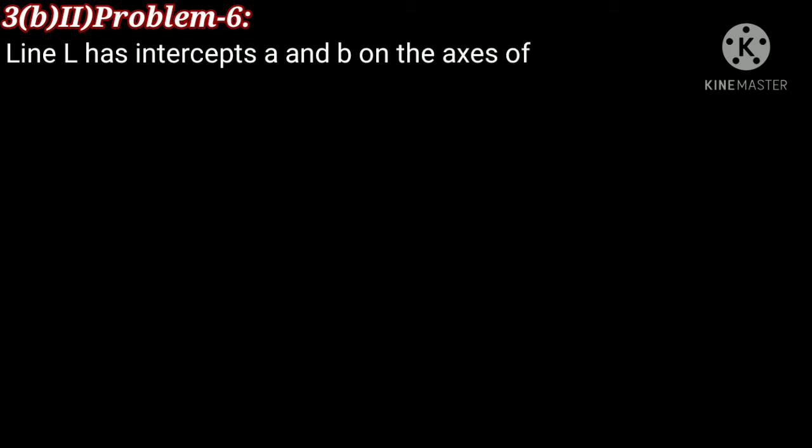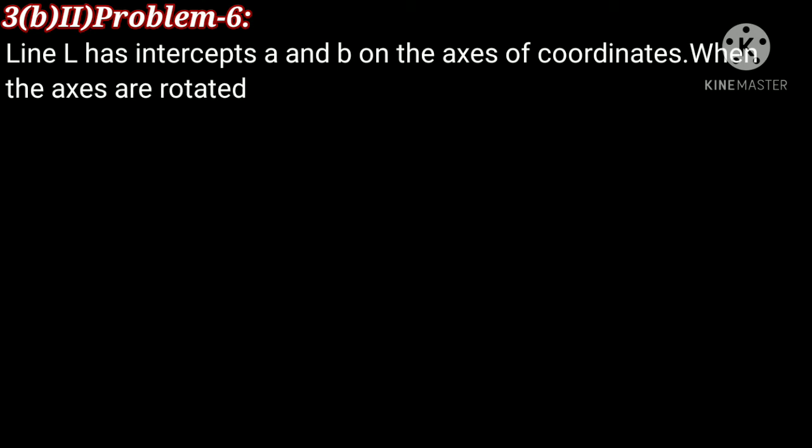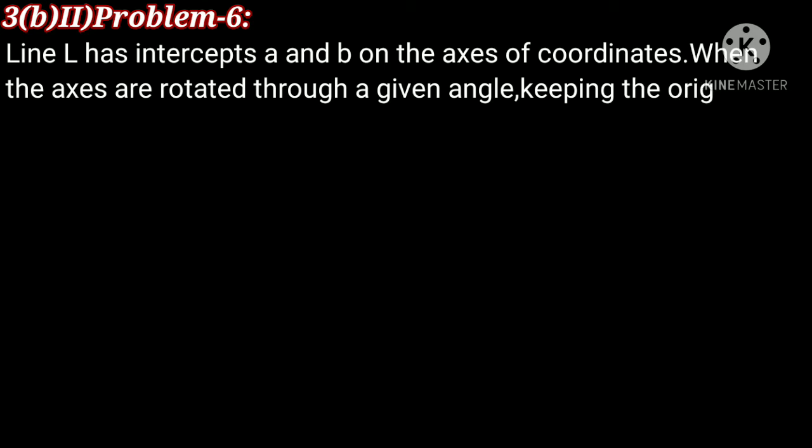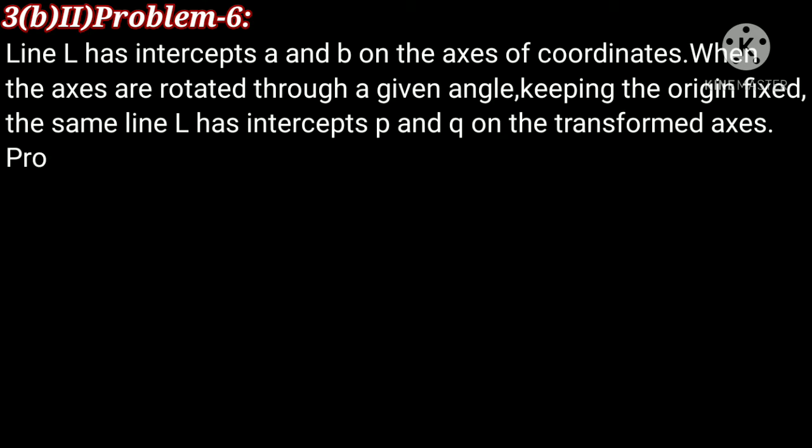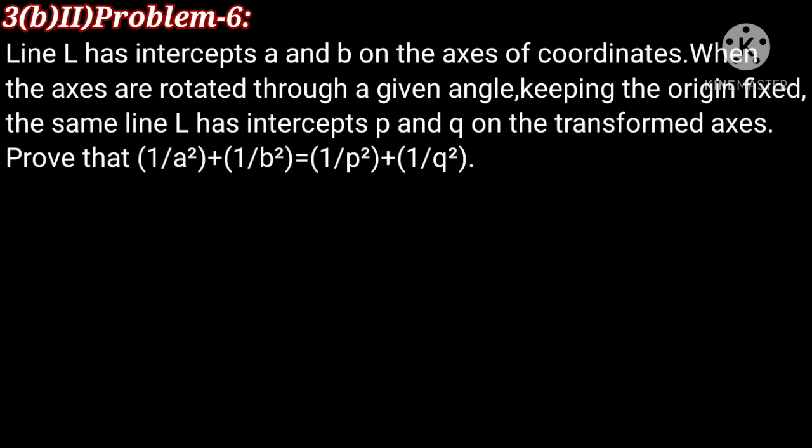The straight line, exercise 3B, section 2, problem number 6. Line L has intercepts a and b on the axes of coordinates. When the axes are rotated through a given angle, keeping the origin fixed, the same line L has intercepts p and q on the transformed axes. Prove that 1 by a square plus 1 by b square equals 1 by p square plus 1 by q square. This is our given problem.